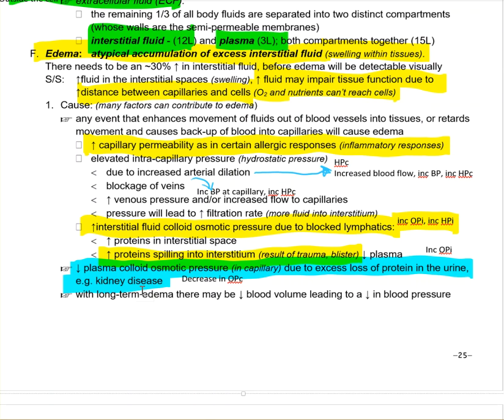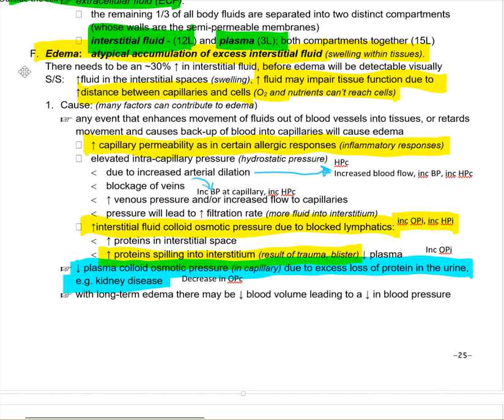Okay? So we can mess with a lot of these different values to change the net filtration pressure if edema is occurring. So review these and try to understand them. As it says here, with long-term edema, there will be decreased blood volume because the fluid is in the tissues, and that will decrease blood pressure. That could lead to shock, like we saw with the vasogenic shock.